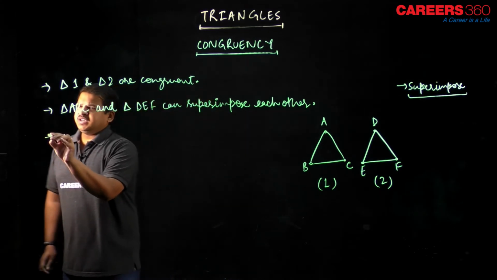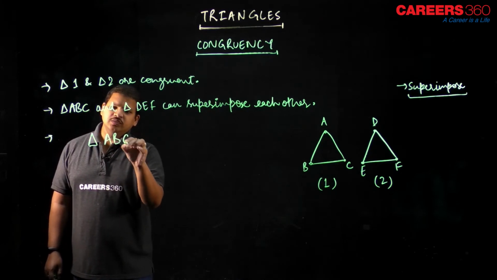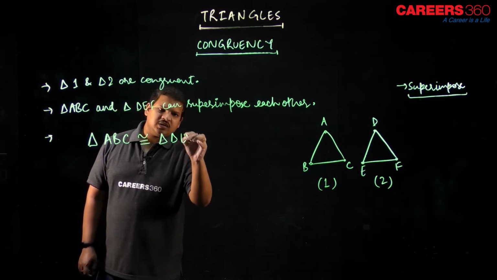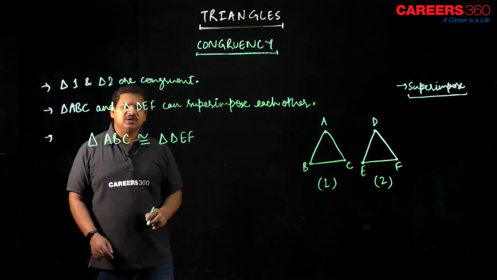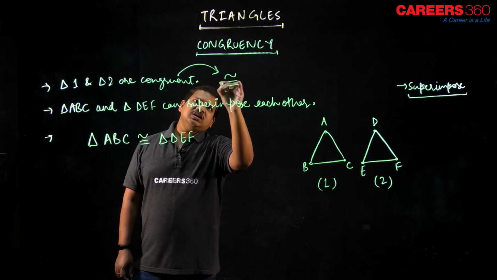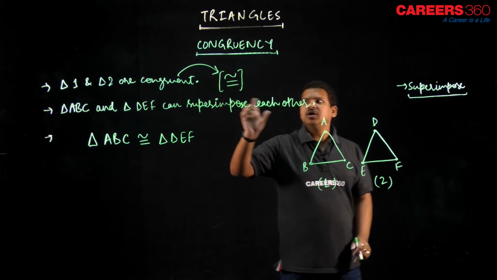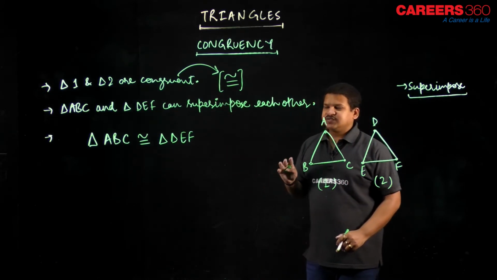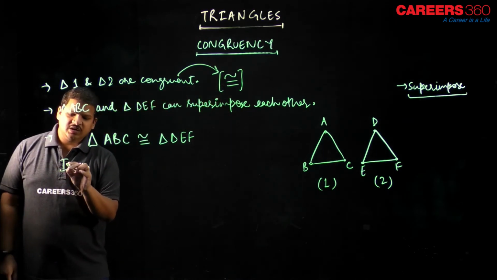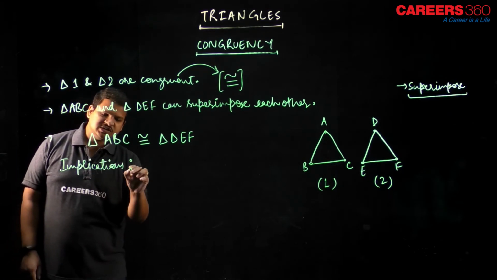Now, in terms of notation, how can we represent these two? This is the notation of congruency, right? If I want to show that anything is congruent, this will be my symbol for congruency. Now here are a few implications I can take directly from here. What would be the implications?